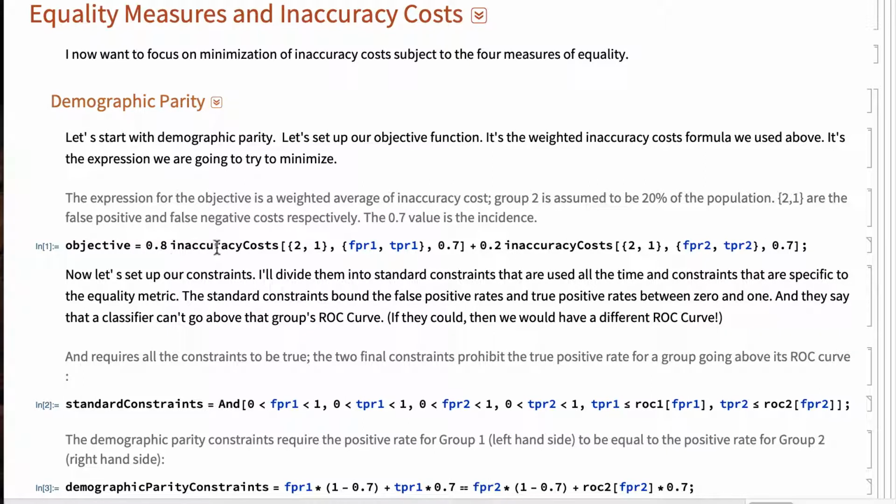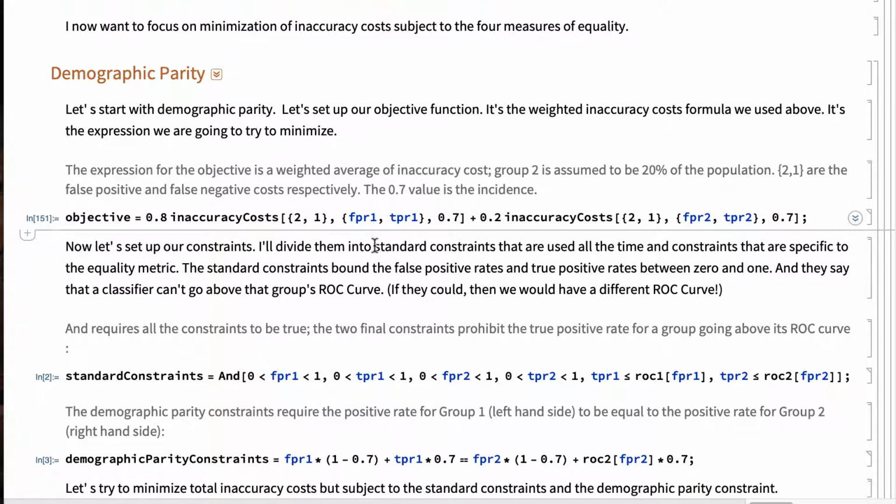What are the total inaccuracy costs? They're 80% of the inaccuracy costs for group 1, because they're 80% of the people, plus 20% of the inaccuracy costs for group 2, because they're 20% of the people. And here, everything else is kind of as it's been before. I'm using the false positive costs being twice the amount of the false negative costs. I've got my incidence for both groups equal to 0.7. So there's our objective. And now let's set up our constraints.